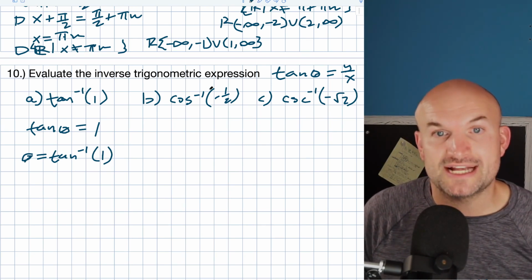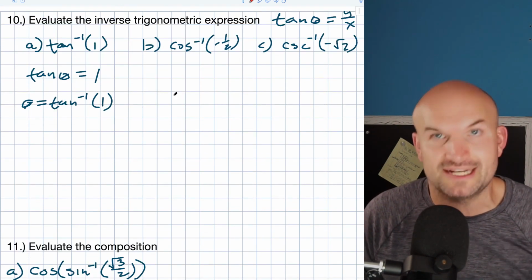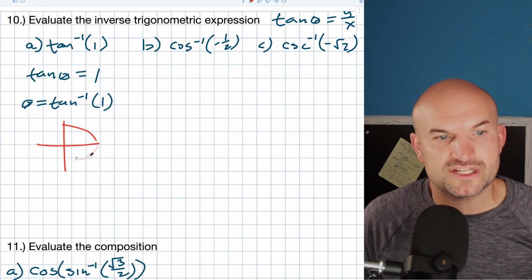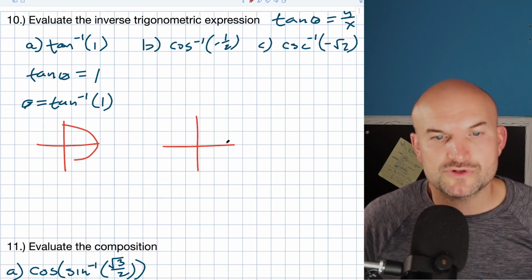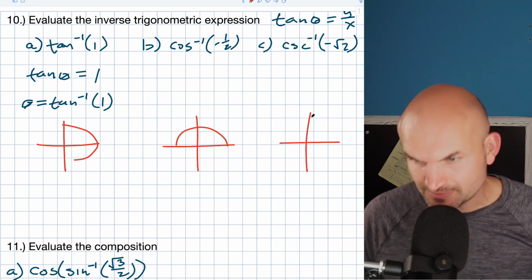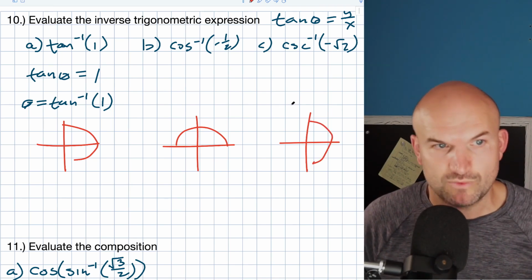Now, it's also important to understand our restrictions, because we have restrictions for the inverse tangent, inverse cosine, and inverse cosecant. So the tangent is going to be restricted to the first and the fourth quadrant. Cosine is restricted to the first and the second quadrant. And sine is going to be restricted between the first and the fourth quadrant as well.